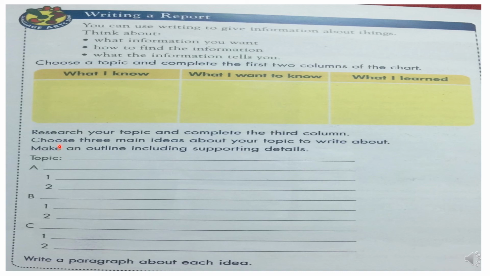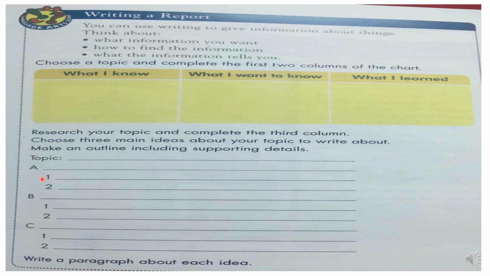So again, research your topic and complete the third column. So if you want to know about water animals, after you finish researching, you're going to write a paragraph. Choose three main ideas about your topic to write about, as we did in desert animals. Make an outline including supporting details. So the topic will be, for example, water animals.